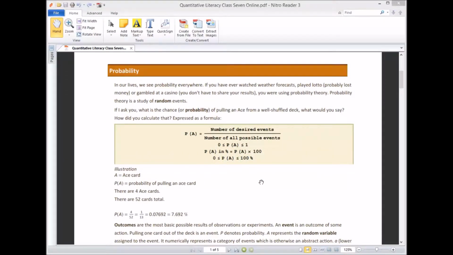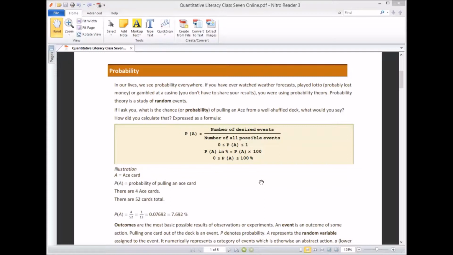Welcome to Module 7. The title is probability. Probability basically means what is the chance. Probability theory is the study of random events. That's really the definition of probability. In probability, there are a few things you need to know.